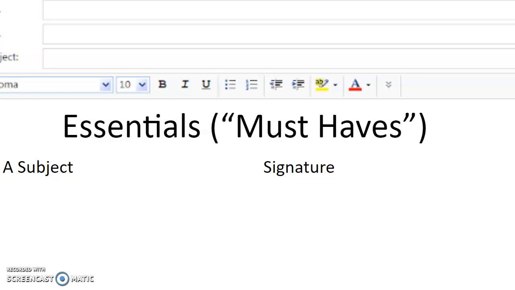You also need to have a signature. You have to understand that professors have a lot of students. Not only do we have a lot of students, but if you are teaching online classes like I am, you can't always put names to faces. So make sure that you have a signature that has your full name, your student ID number, your email, and an alternate email just in case you don't check your MSJC email that often.